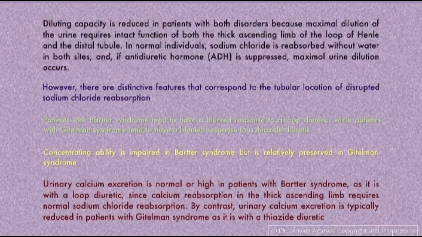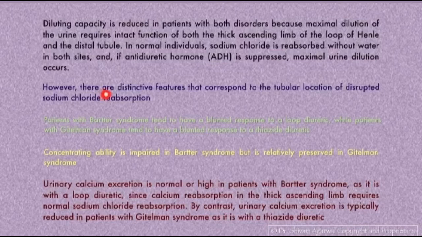You cannot dilute the urine because you are not able to absorb the solutes from the urine. So the solutes will be there in the urine, and you are not able to maximally dilute the urine. Even though your antidiuretic hormone is functioning well, or is suppressed, maximal urine dilution cannot occur.